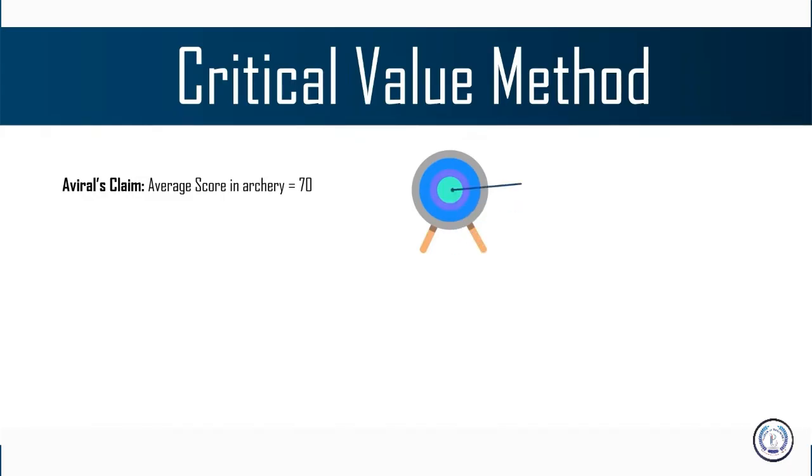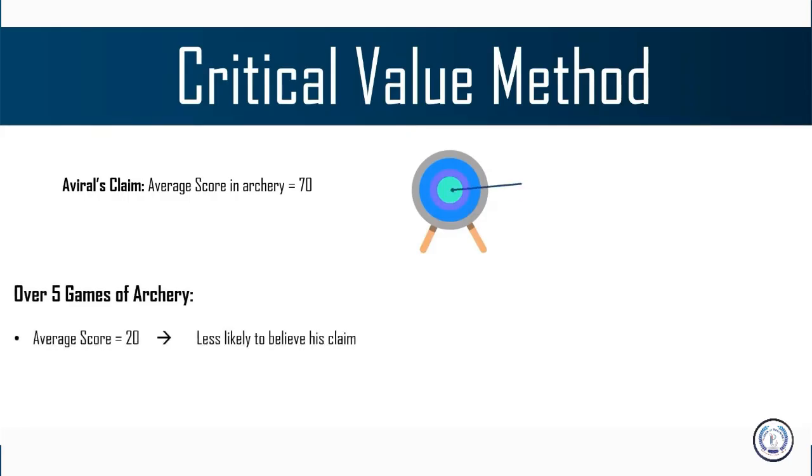To clear your doubts, just for confirmation, you played a match with Aviral. You played 5 games of archery with him, and you find that the average score is 20. It is less likely that you would believe Aviral's claim if he gets 20 as the average score, because 70 is far away from 20. So you can reject the null hypothesis. But suppose the average score of 5 games is 65. In that case, you are more likely to believe his claim because it is near 70. Or if it is even more than 70, suppose he got 80 or 90, in which case Aviral is underestimating himself.